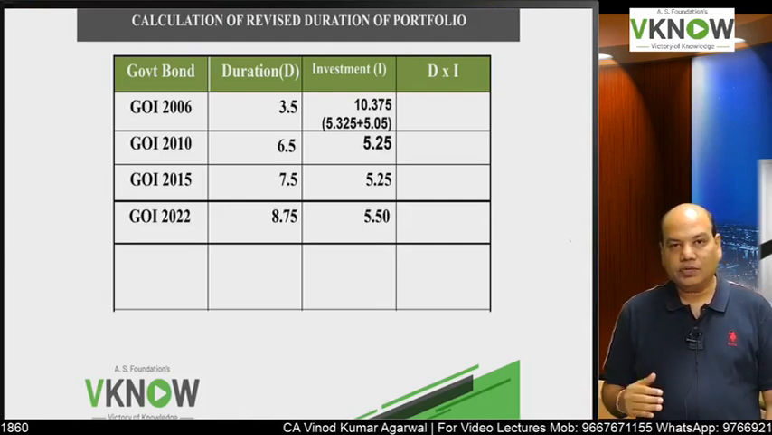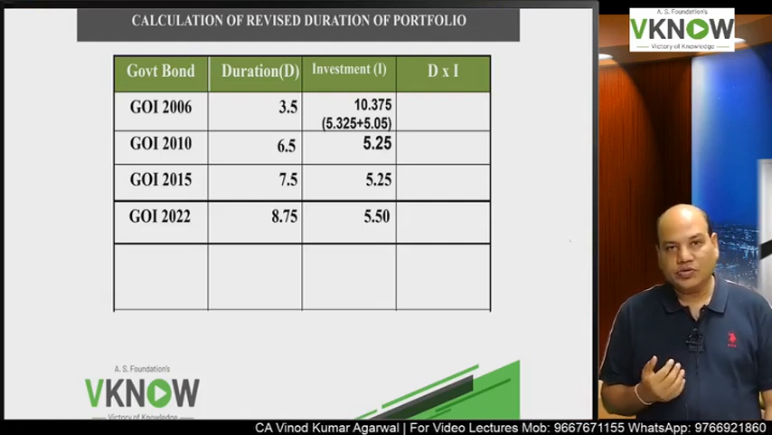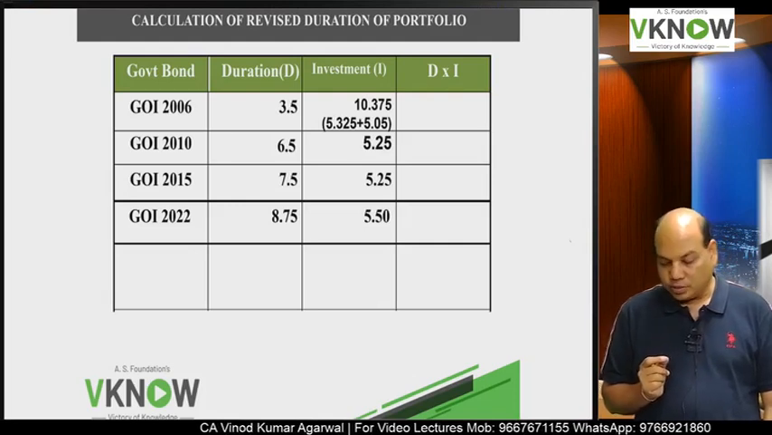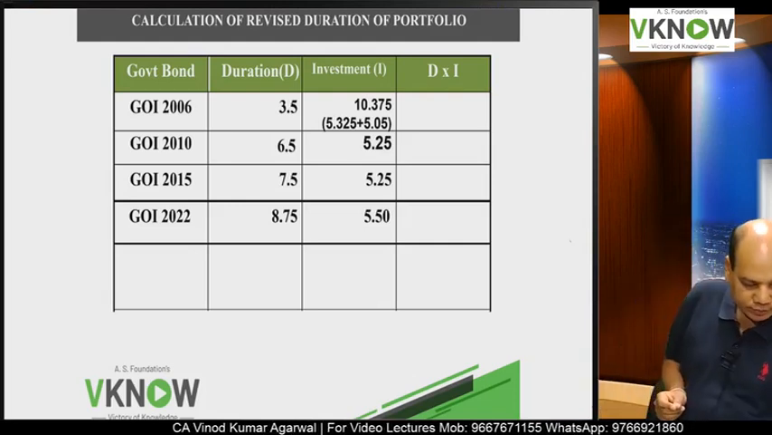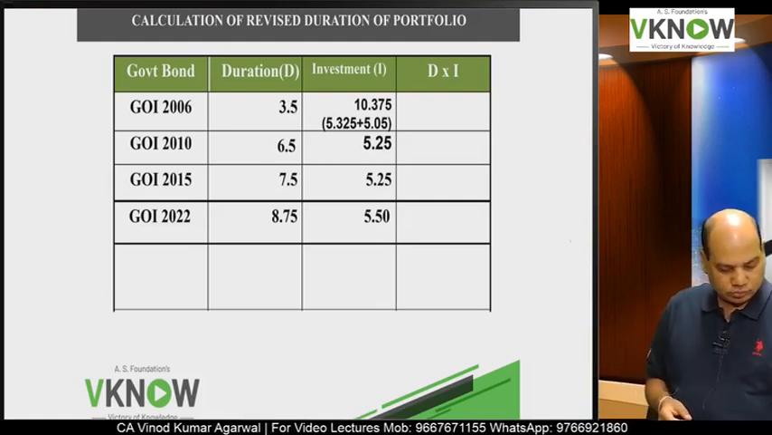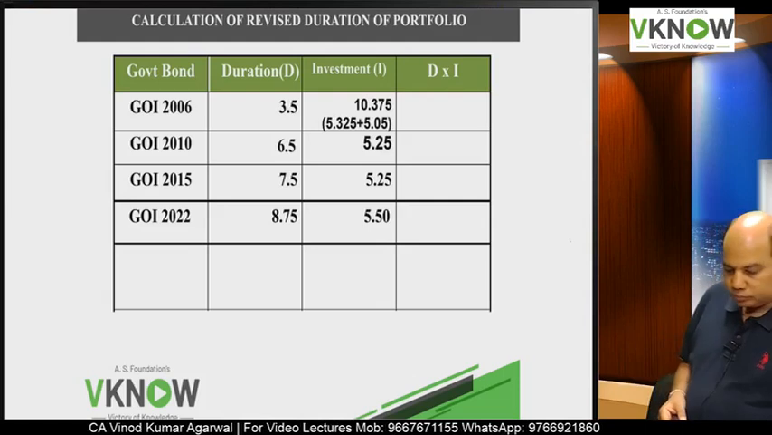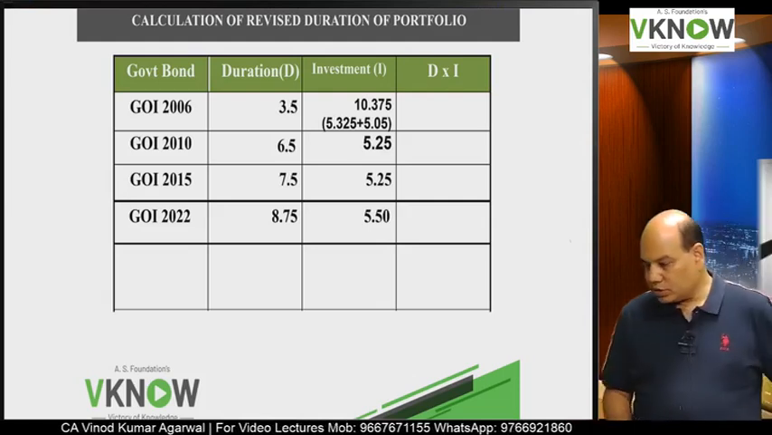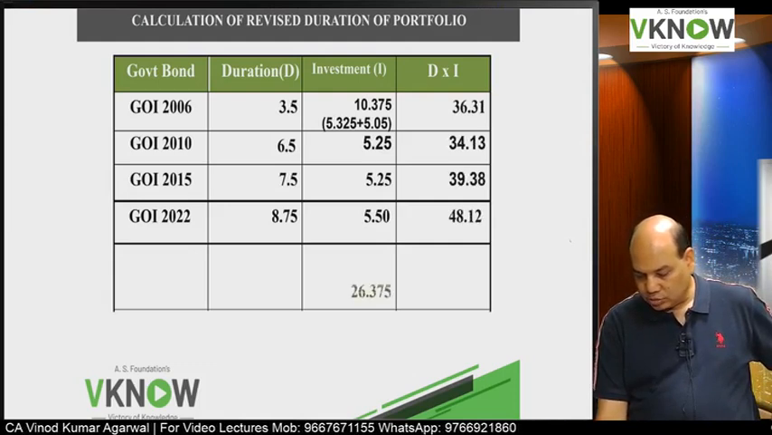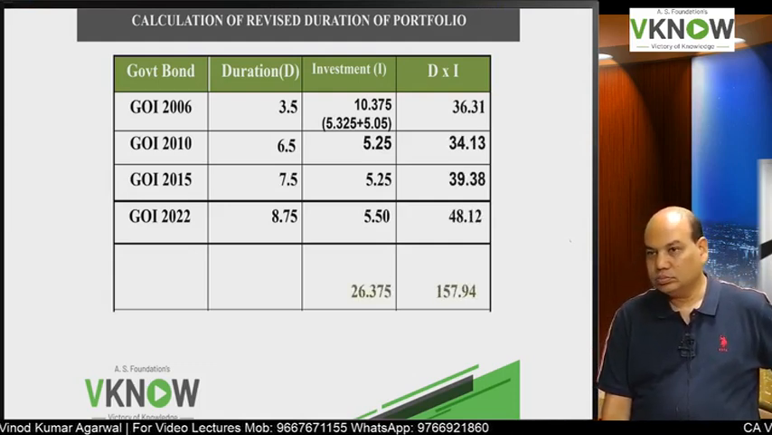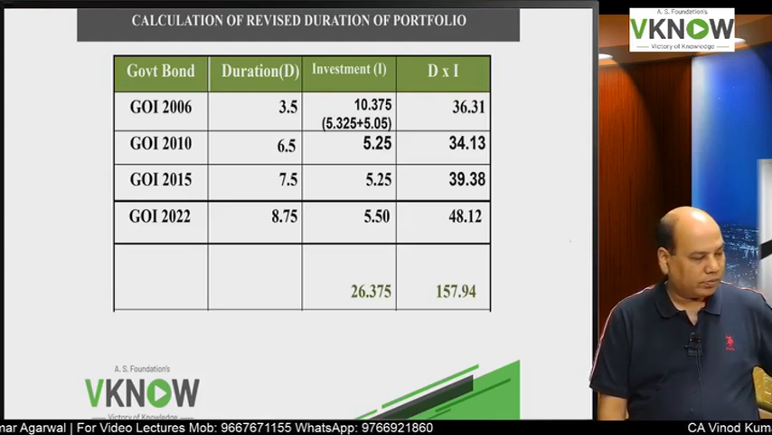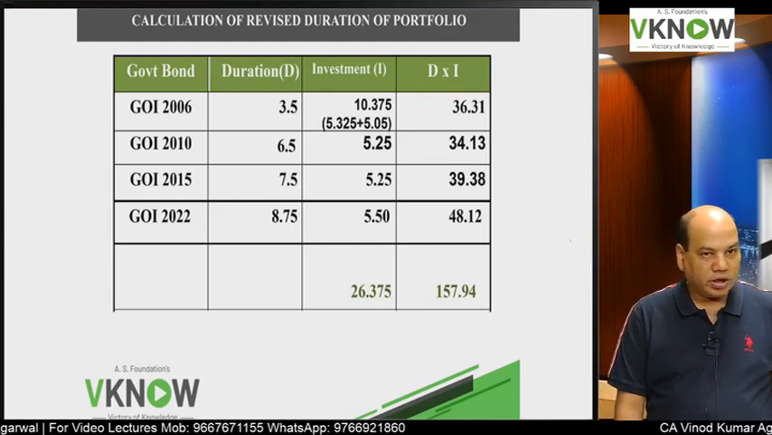This time we have shifted the funds to 2006 bond. So 2006 bond investment will be 10.375. So please tell me the total of last column. Anybody? Total of last column 157.94.